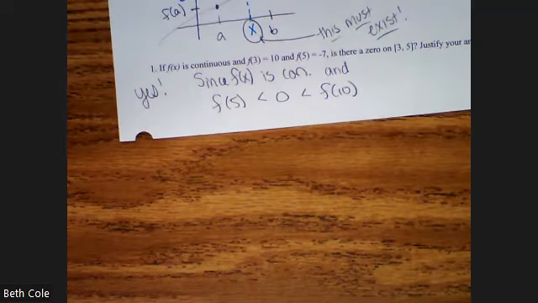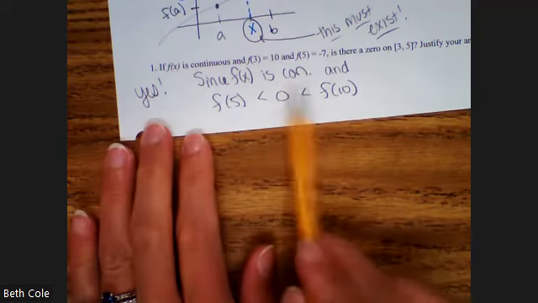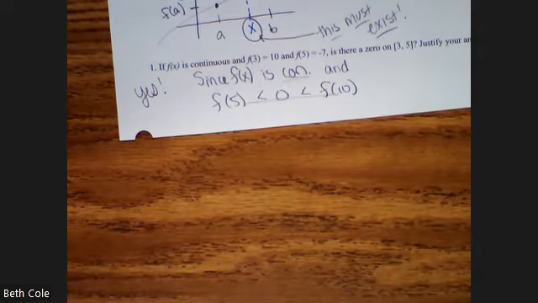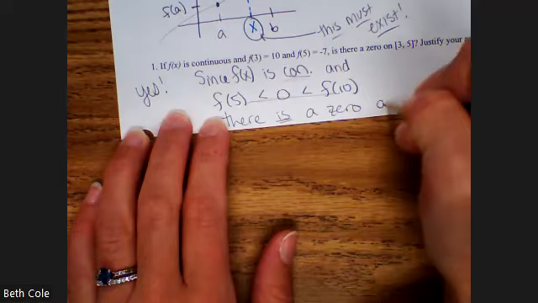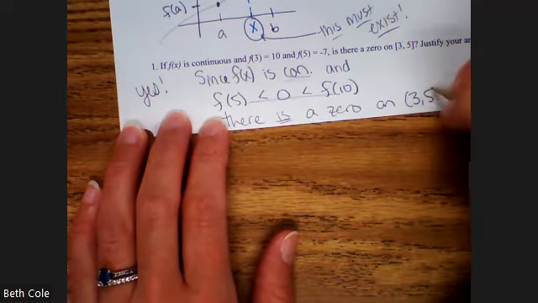Some people do not like that though, and they would prefer to write it out in words, which you can do as well. It takes a little bit more writing, but it makes more sense to some people. So you can say 0 is between f of 5 and f of 3. If you want to write that instead, it means the exact same thing. Since the function is continuous and 0 is between, there's a 0 on the interval. There is, yay, a 0 on the interval 3 to 5.